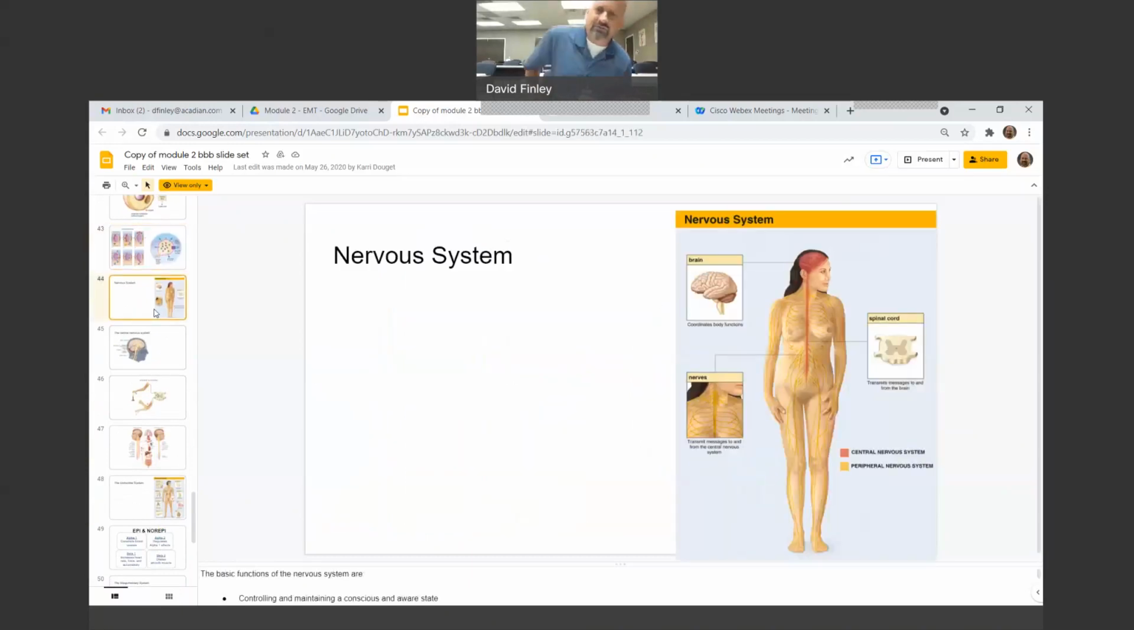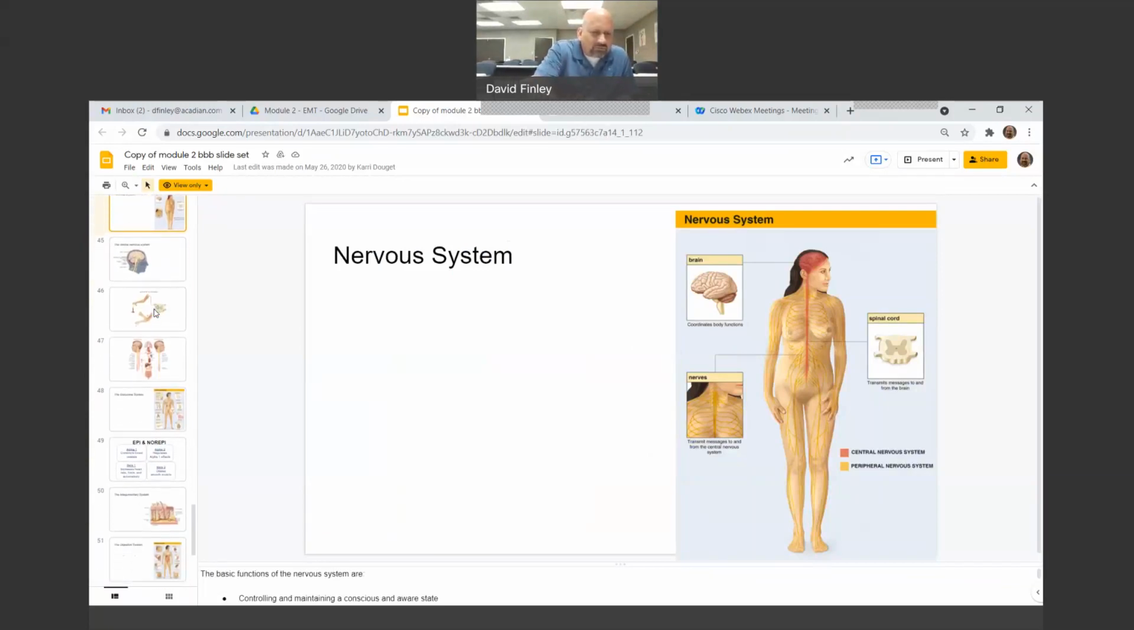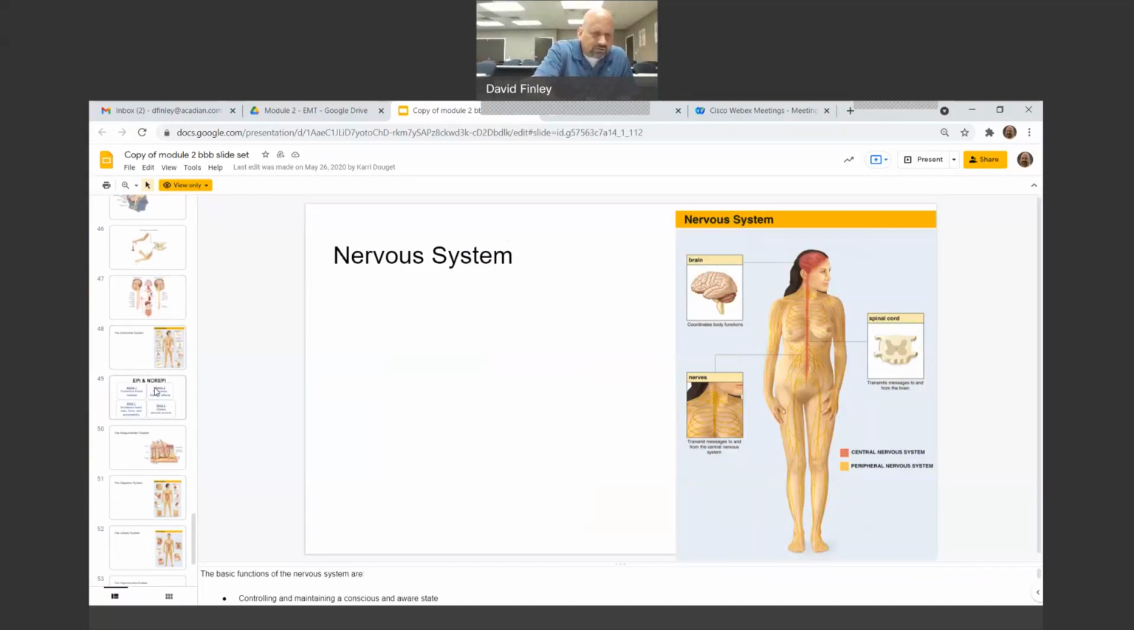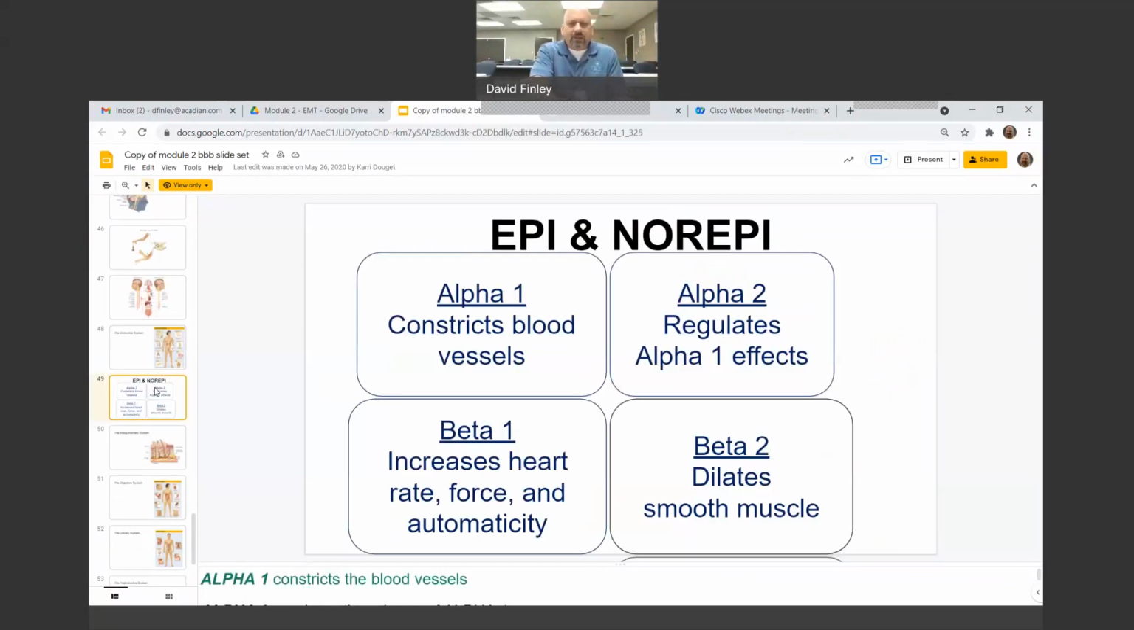All right, so we kind of talked about the nervous system already in the slides a little earlier. Let me go through the book here. We're going to talk about airway, all right, and what's a patent airway. Yeah, these slides are all jumbled up, and I apologize. But here's when we were talking about alpha 1 and alpha 2, so it kind of gives you a visual. Remember, we can forget about alpha 2. Okay, alpha 1 constricts blood vessels, beta 1 increases heart rate, force, and automaticity, beta 2 dilates smooth muscle.